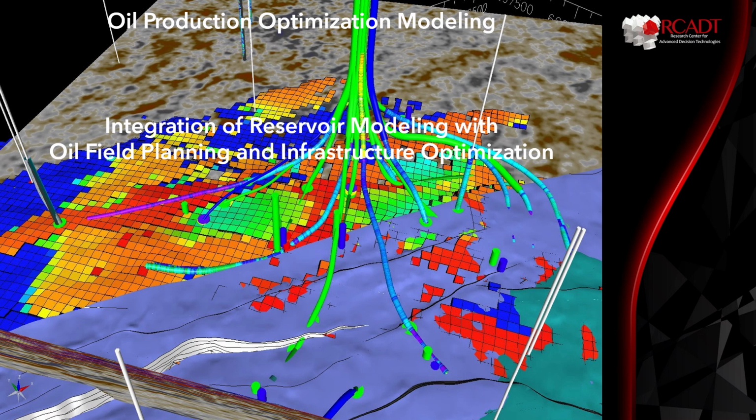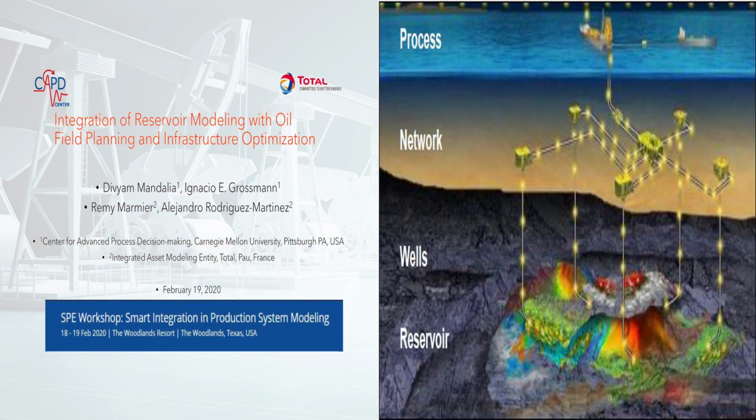Topic: Integration of reservoir modeling with oil field planning and infrastructure optimization. This topic is based on work realized by the Center for Advanced Process Decision-Making, CAPD, of Carnegie Mellon University and Total Company. The approach of the modeling is to have a simplified simulation model as part of the optimization model equations. This model will take input parameters from the simulation model. This section is based on a series of presentations all called Integration of Reservoir Modeling with Oil Field Planning and Infrastructure Optimization.